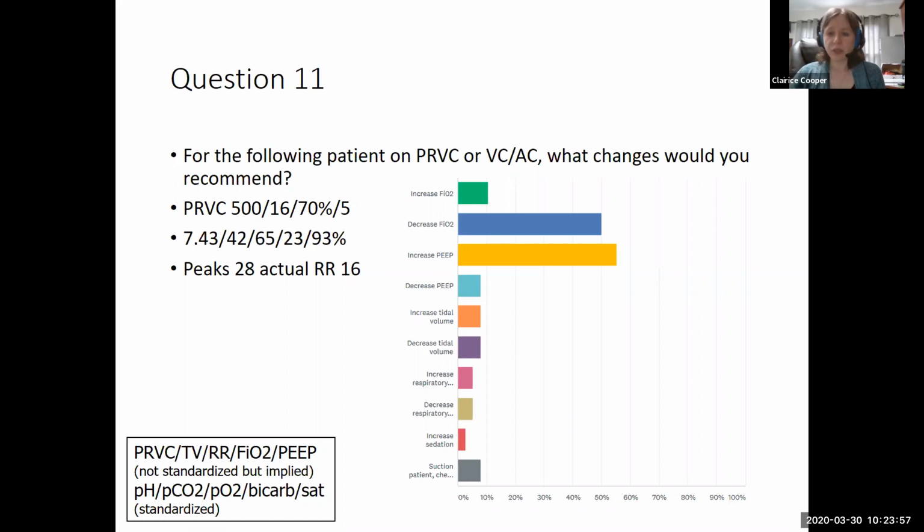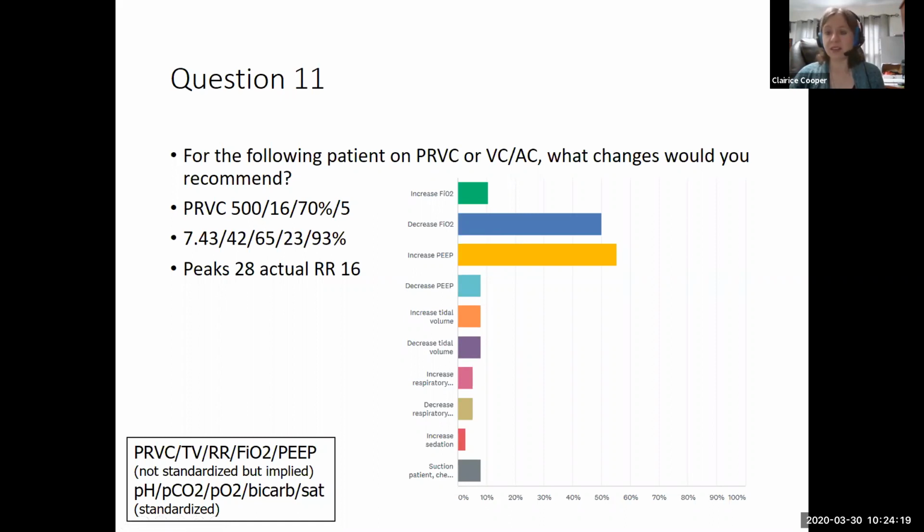There are a few strategies we can take to drive that down. The first one is increasing the PEEP. So by increasing the PEEP, that will allow us, hopefully, to decrease the FiO2. Now, those were the primary answers that I was looking for from the students, so they did well.